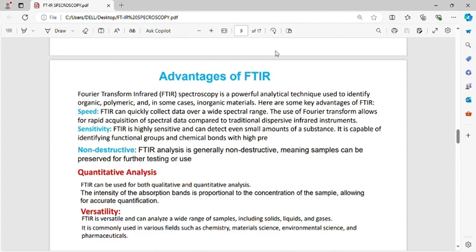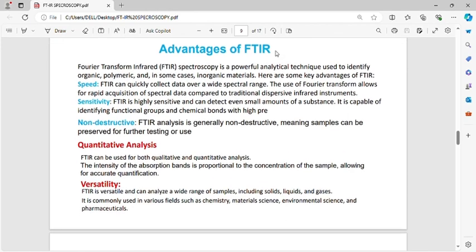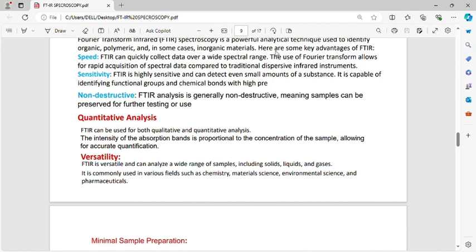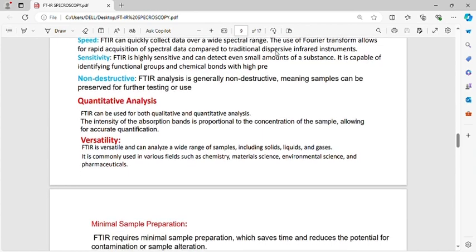Non-destructive. FTIR analysis is generally non-destructive, meaning the sample can be preserved for further testing or use. Quantitative analysis. FTIR can be used for both qualitative and quantitative analysis. The intensity of absorption bands is proportional to the concentration of the sample, for accurate quantification. Versatility.